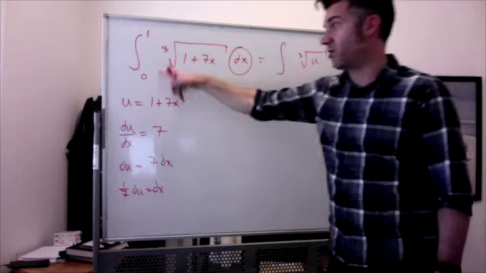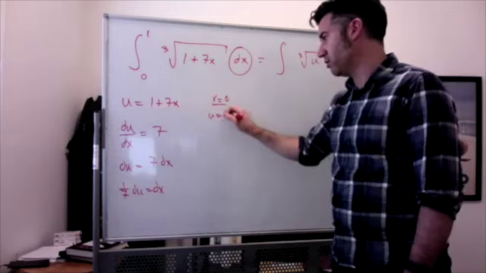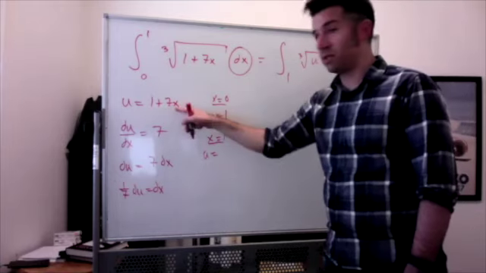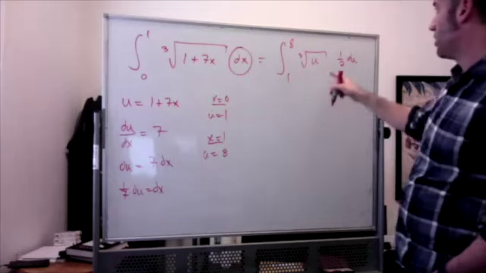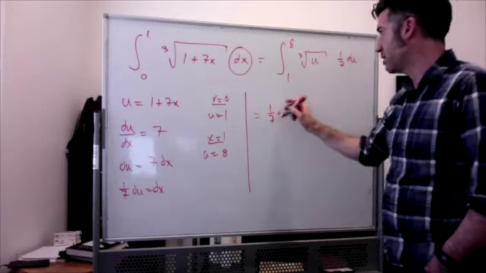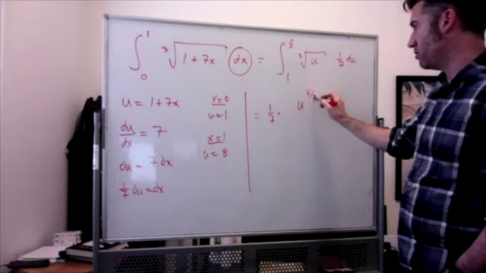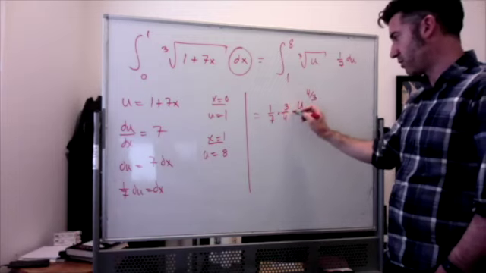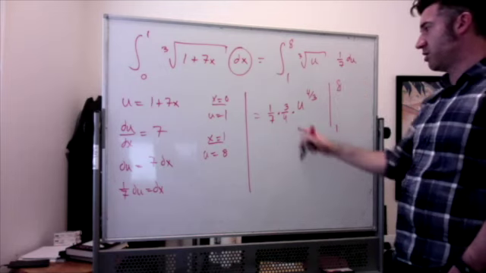From, well, it's not 0 or 1 anymore. If x equals 0, u equals 1 plus 0. And if x equals 1, u equals 1 plus 7, which is 8. And then we can write this as 1/7 times the integral of u to the 1/3, which is u to the 1/3 plus 1, which is u to the 4/3, divided by 4/3 is multiplied by 3/4, from 1 to 8.